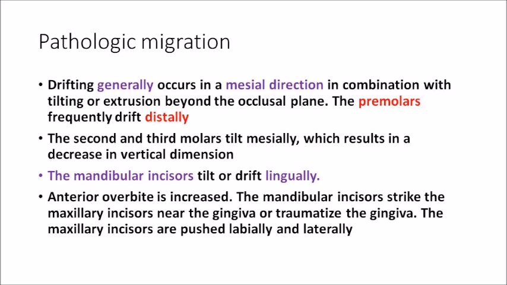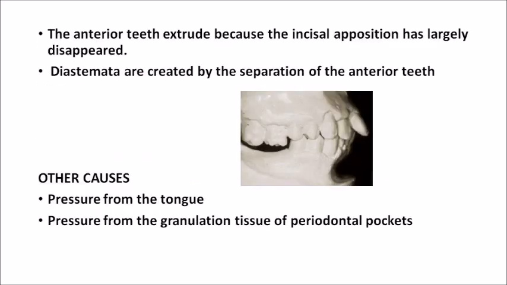Because of this lingual drift of the mandibular incisors, anterior overbite is increased and mandibular incisors will strike the maxillary incisors near the gingiva, and there is trauma to the gingiva, and due to this the maxillary incisors will be pushed labially and laterally, right? We have all encountered this situation. Look at the figure. Many periodontally affected patients come to us with this appearance.